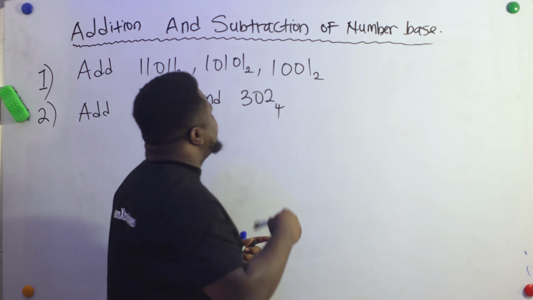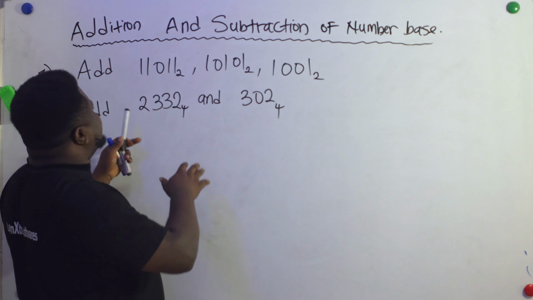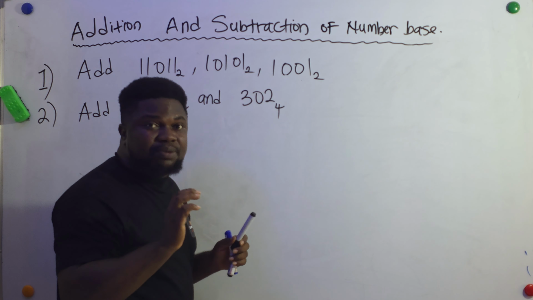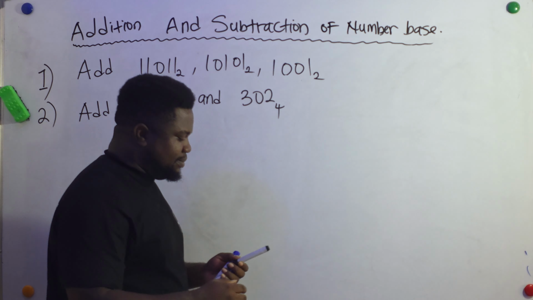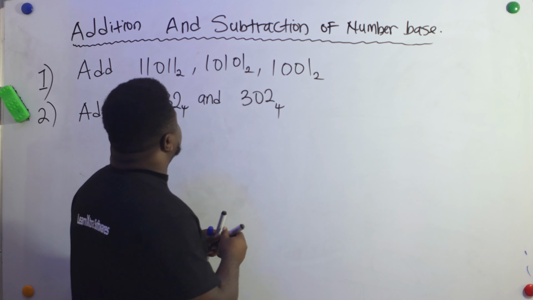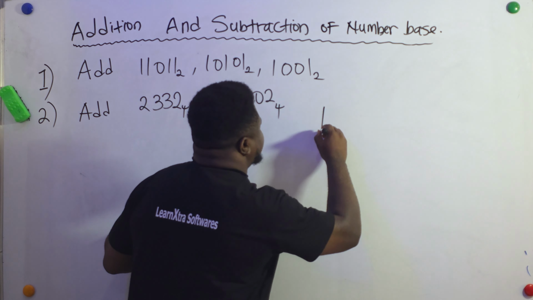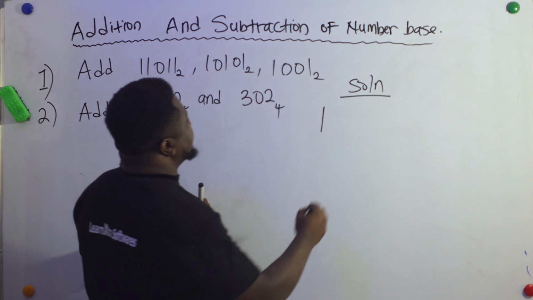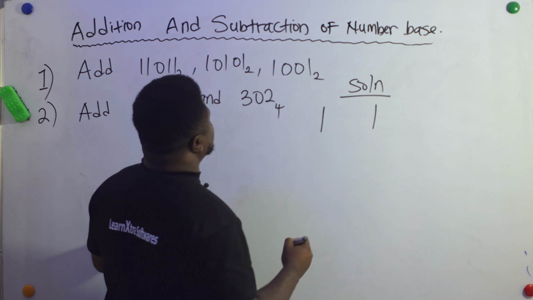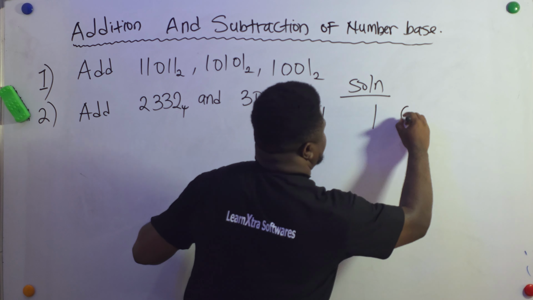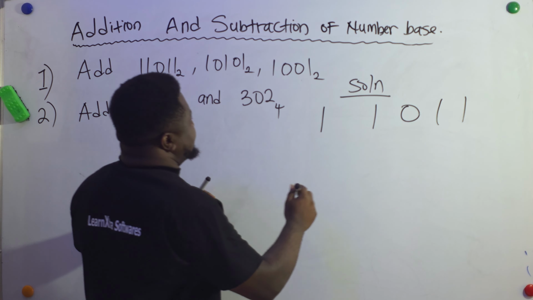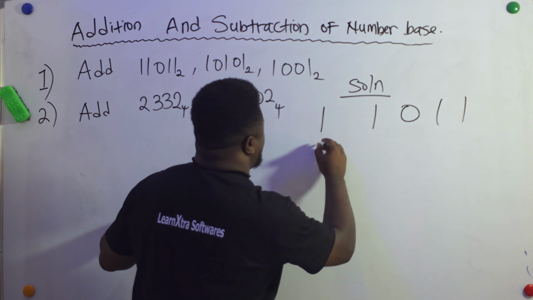Look at this. Question 1 says add 11011, this and this. They are all in base 2. So let's arrange them. Let's arrange the addition. That will be 1. Solution. 1 1 0 1 1. Together with 1.